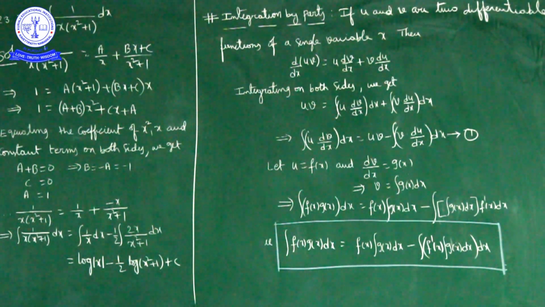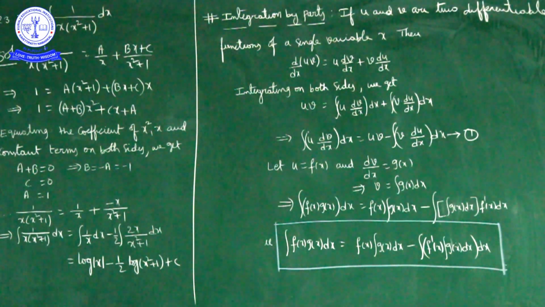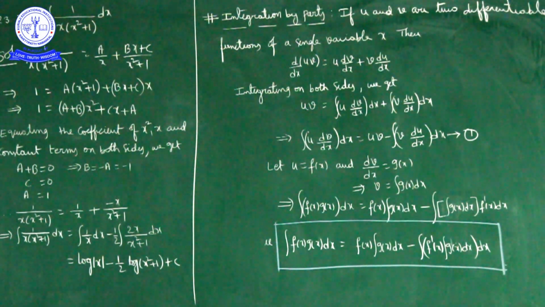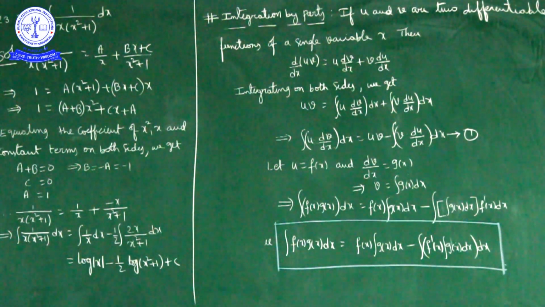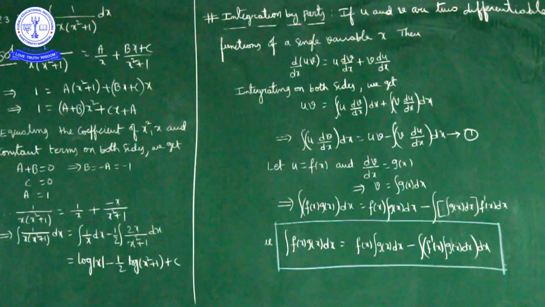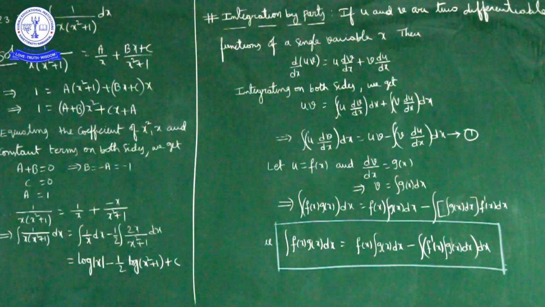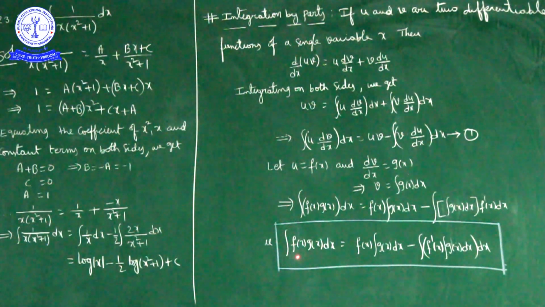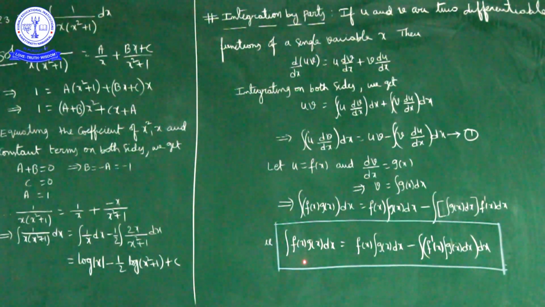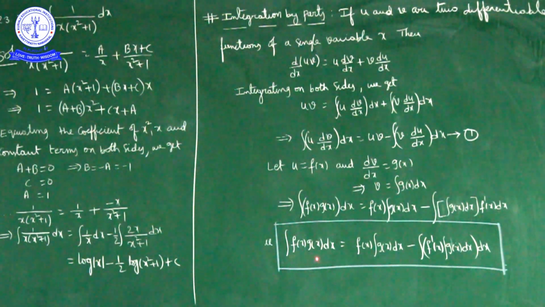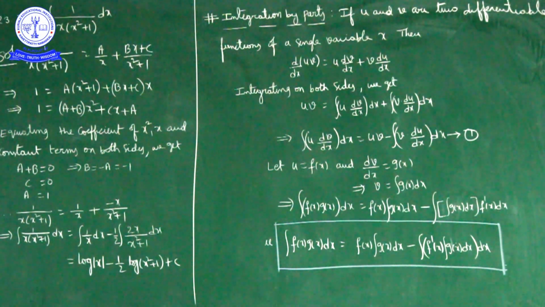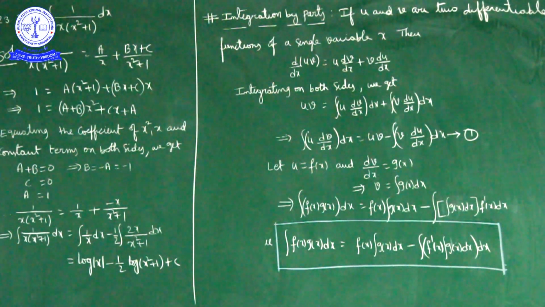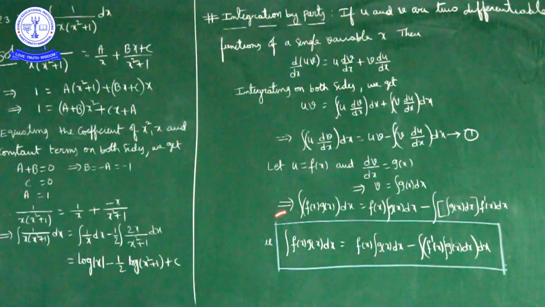Integration by parts. Here we know that the integral of f of x plus g of x is the integral of f of x plus the integral of g of x. The integral of f of x minus g of x is the integral of f of x minus the integral of g of x. What about the integral of f of x into g of x? That is the integration of a product of two different types of functions. But it is not like, suppose you have the integral of x power 5, you write it as the integral of x power 3 into x power 2.